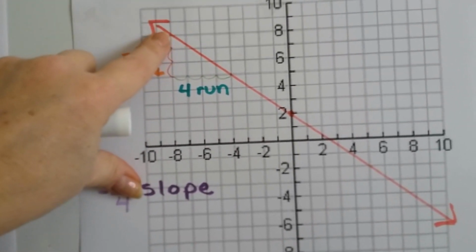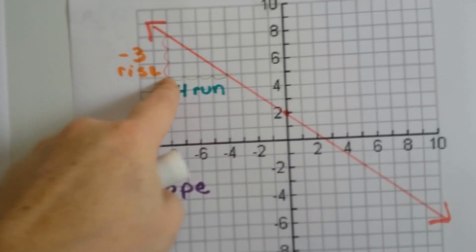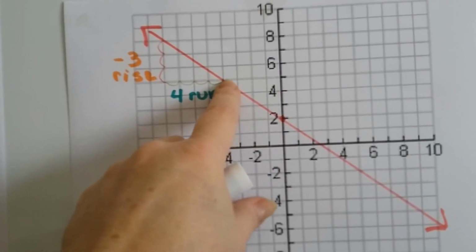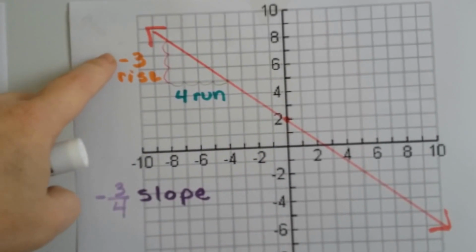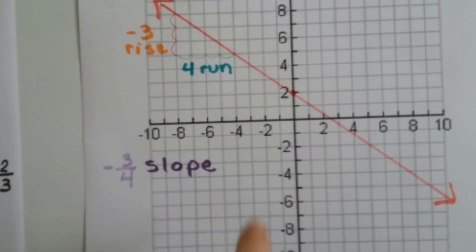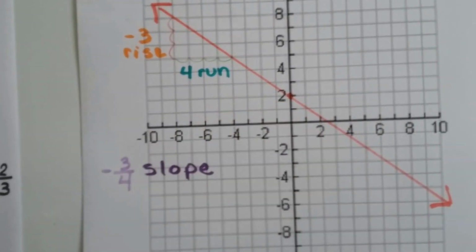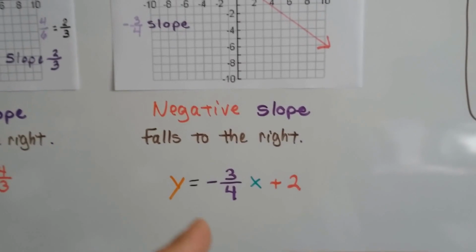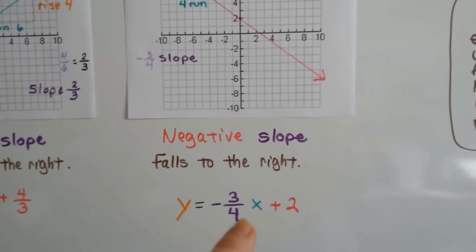So we can come down 3, 1, 2, 3. And to finish our right triangle, we can go 1, 2, 3, 4 to right here. And then we have a negative 3 over 4, so our slope is negative 3/4. We could see where it's hitting the y-axis right at 2. So we could write a slope-intercept equation. We could write y equals negative 3/4 x plus 2.